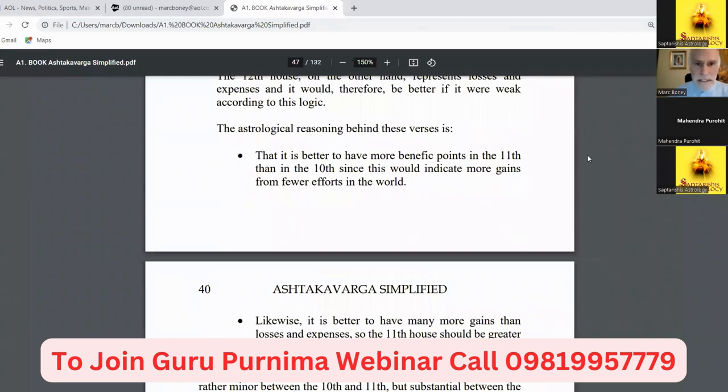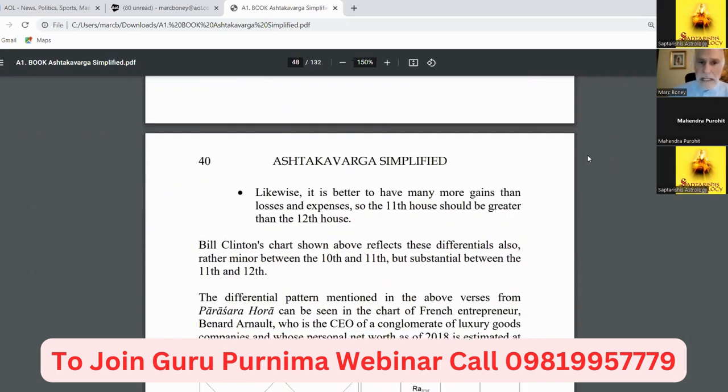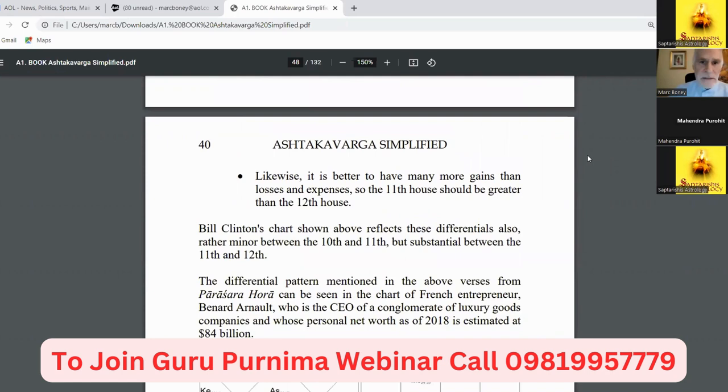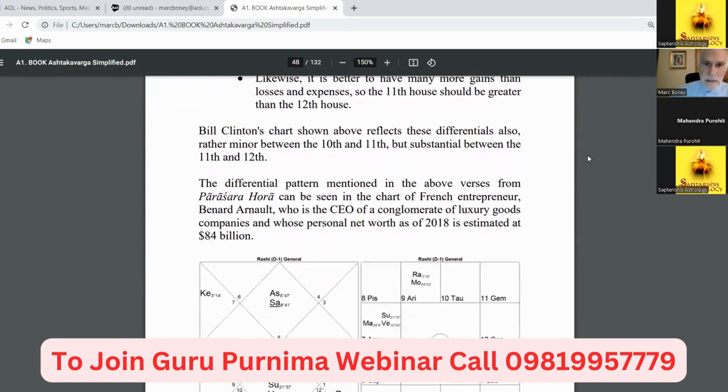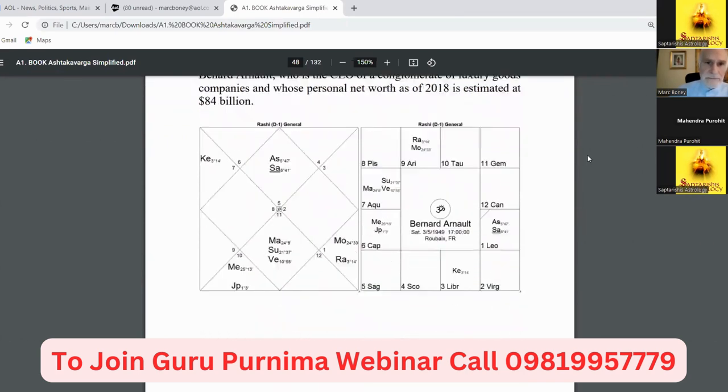So in other words, it's better to have more benefic points in the 11th and the 10th, since that would indicate more gains from fewer efforts in the world. Likewise, it is better to have many more gains than losses and expenses. So the 11th house should be greater than the 12th house. And this pattern is reflected in Clinton's chart.